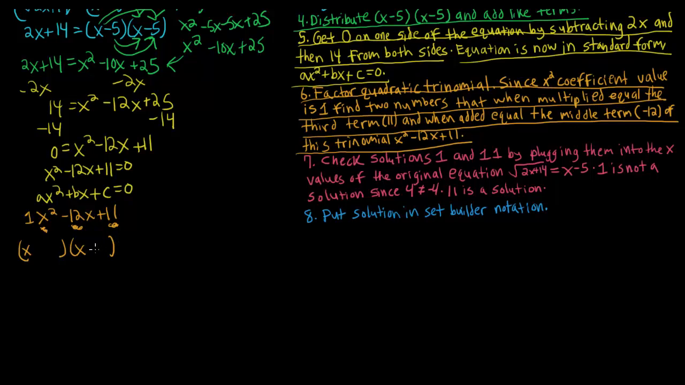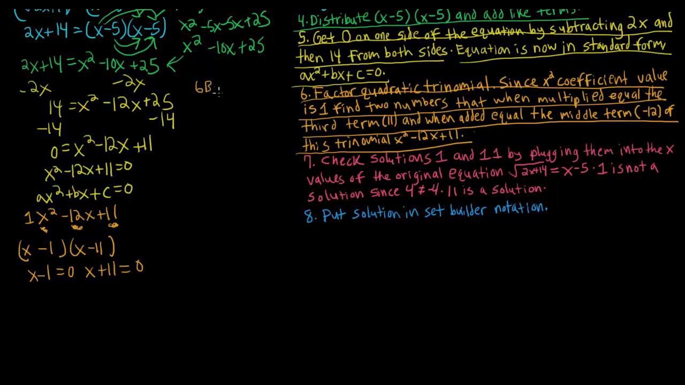Right off the top of my head, I can think of negative 11 times negative 1, which is going to be positive 11. Negative 1 plus negative 11 is going to be negative 12. And then once we do that, we need to take these two factorizations and set them equal to 0. I actually didn't include that there. For step 6, let's call this 6b.